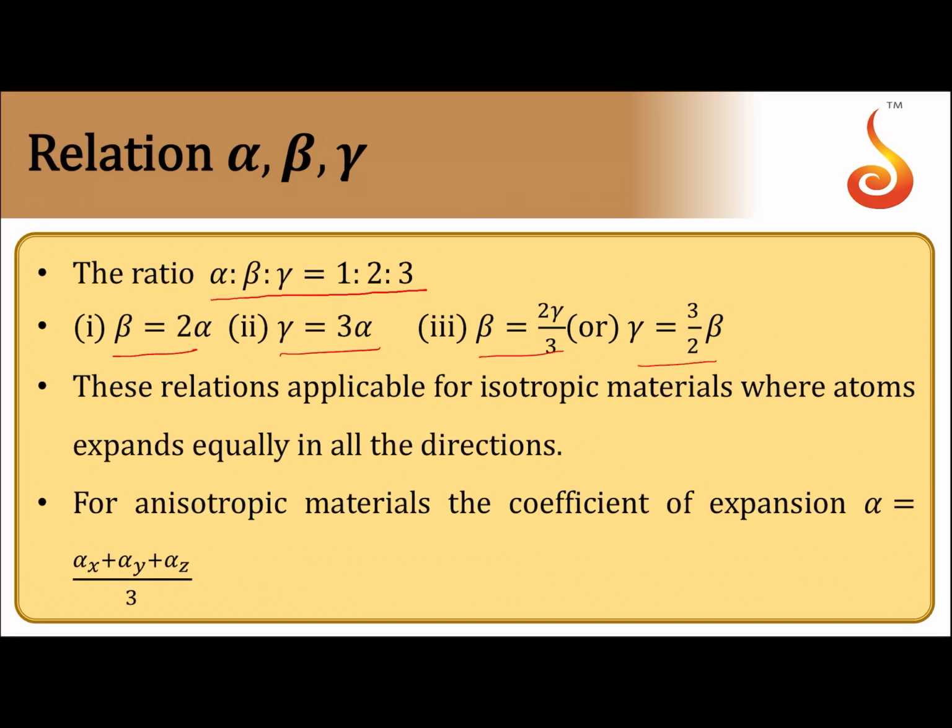So these relations are applicable for any isotropic material where atoms expand equally in all directions. So expansion coefficient should be same in all the directions. Only for those materials it will be valid. So for anisotropic materials, the coefficient of expansion will be alpha is equal to (alpha x plus alpha y plus alpha z) divided by 3, where alpha x is expansion coefficient along x axis, alpha y is that along y axis, alpha z is that along z axis.